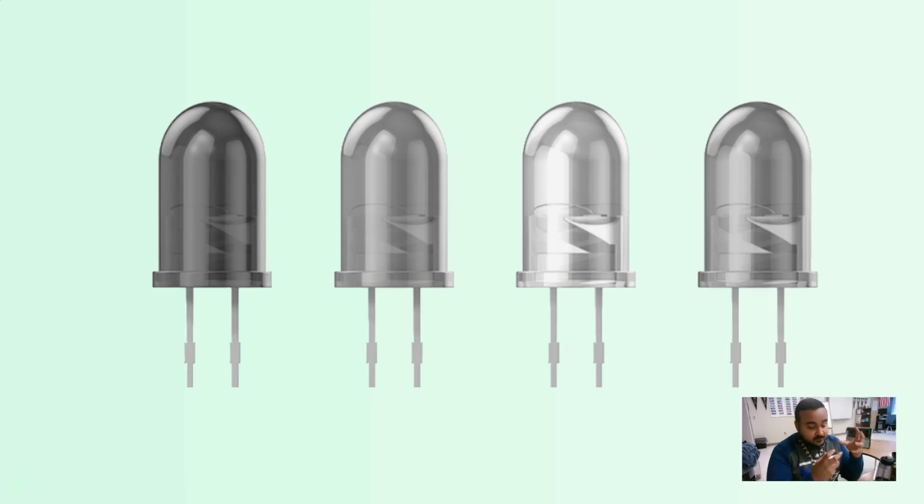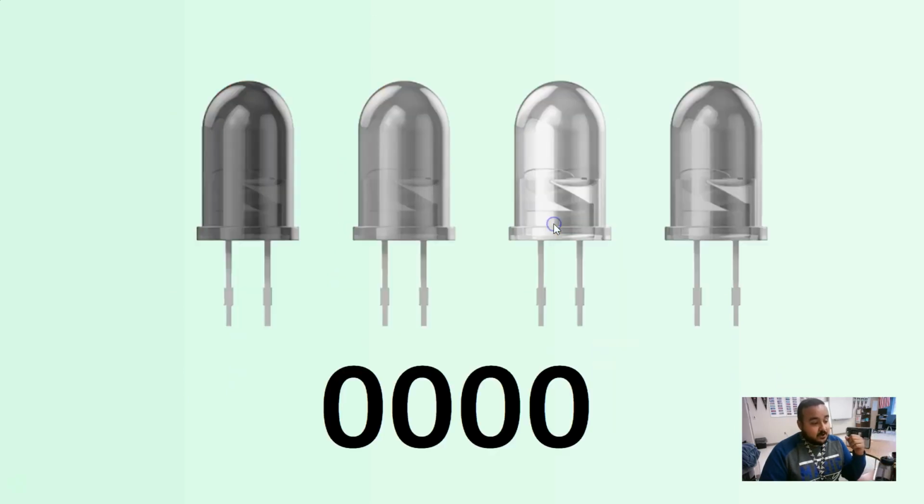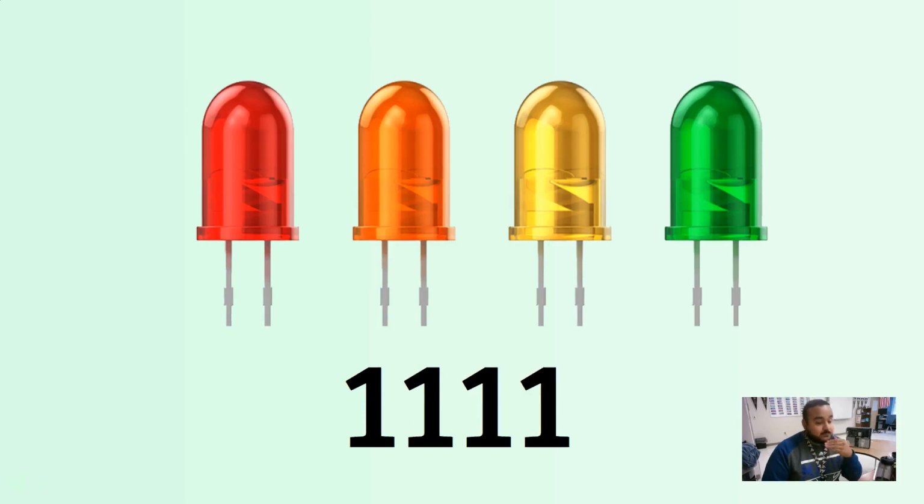We count using our fingers. We count up to 10. Computers only count up to 1. And really what they're looking for is whether something is off or whether something is on, right? So if something is off, computers view that as all zeros. If something is on, computers view that as all ones, right?